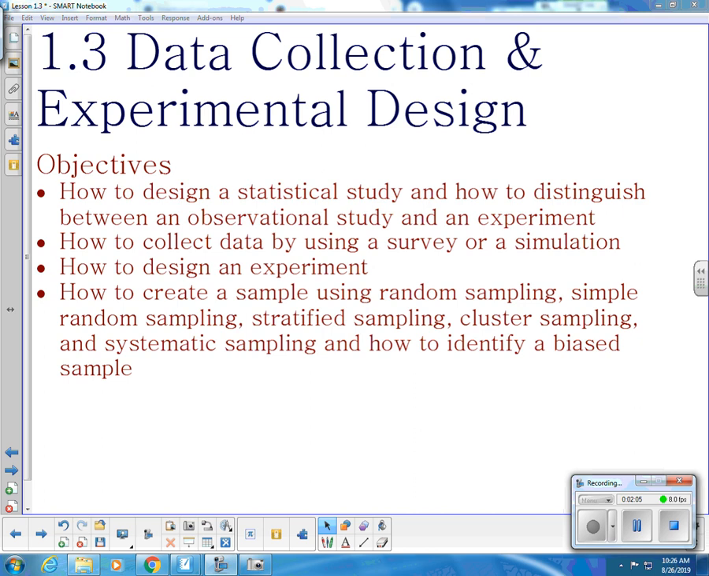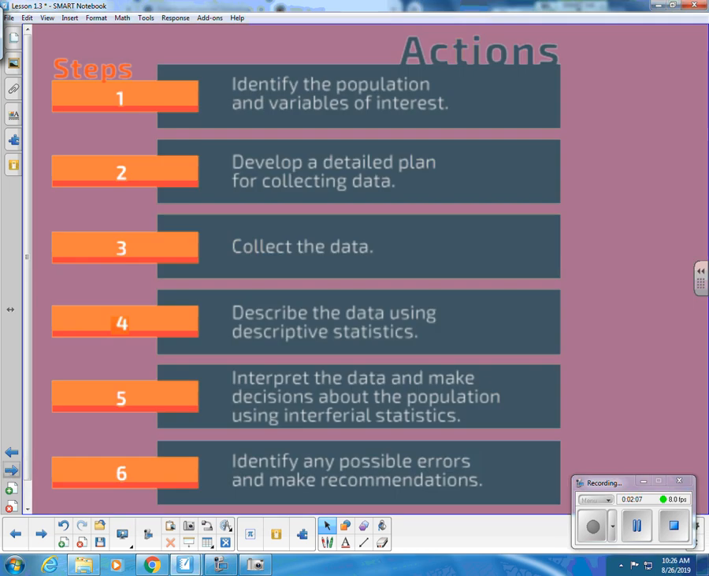All right. So here we go. Steps to designing. You identify the population or variables of interest. And what are we looking at? What are we trying to study, right? Develop a detailed plan for collecting the data. So how are we going to collect the data? Collect the data. Describe the data using descriptive statistics. Interpret the data and make decisions about populations using inferential statistics. And identify any possible errors and make recommendations to make the study better or the experiment better. Okay?